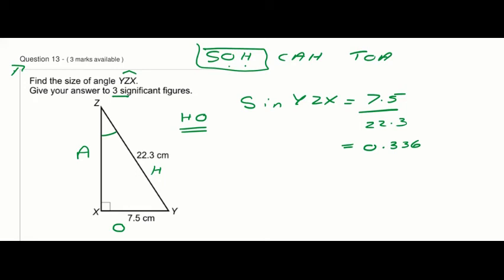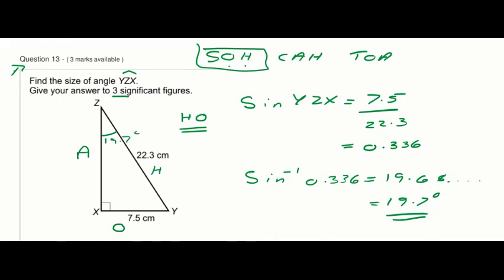So what I have to put into my calculator then is arcsine, or sine to the -1 of 0.336 to find the angle, and that gives me the angle of 19.68 something degrees. It wants 3 significant figures, so I'm going to round it up to 19.7 degrees. So this angle is 19.7 degrees.